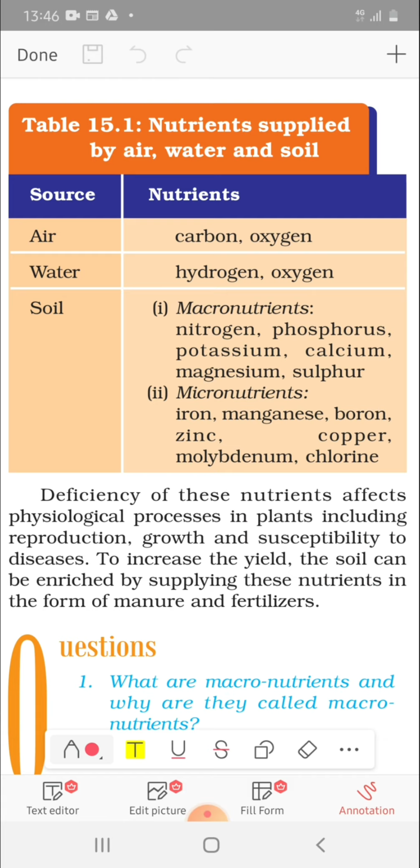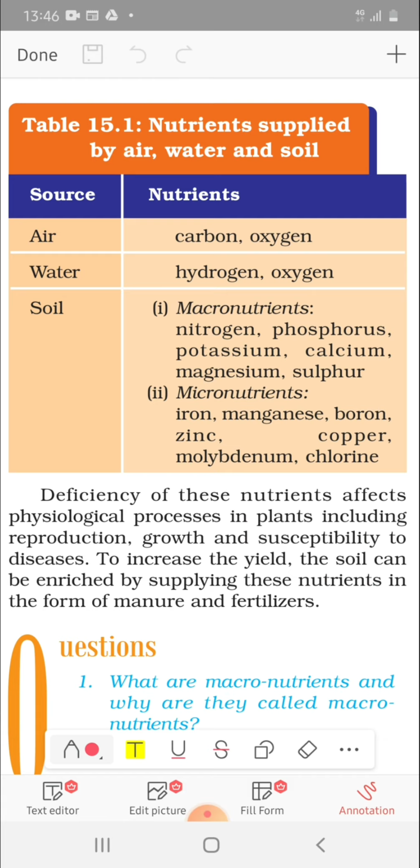To increase the yield, the soil can be enriched by supplying these nutrients in the form of manure and fertilizers. That means, if these nutrients are less in the soil, plants will not be able to get them, and they may suffer from deficiency diseases, due to which production will be less. So we need to take care of that, right? Plants get these nutrients from the soil, so from time to time we have to add manure and fertilizers from which they can get these nutrients. So next we are going to discuss manure.